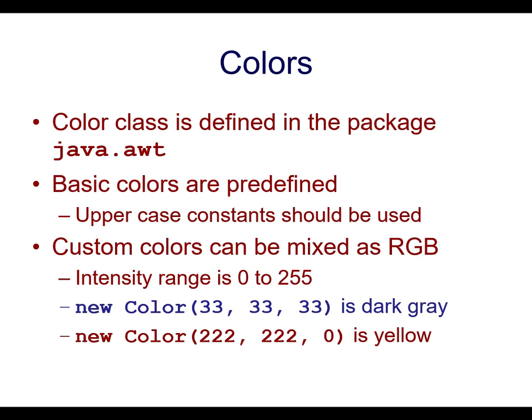Specifying all three values as 33 would give a very dark gray color, not quite black. Using 222 for both red and green gives yellow, not quite as bright as the brightest yellow. Keep in mind that light colors mix very differently than paint colors.